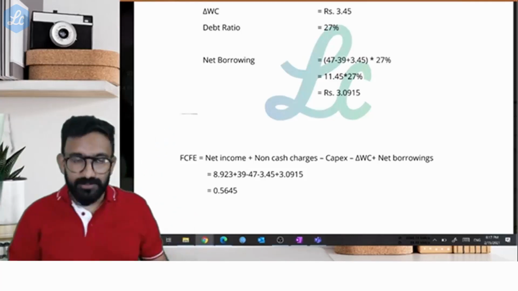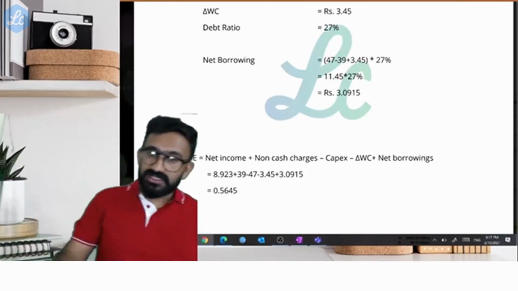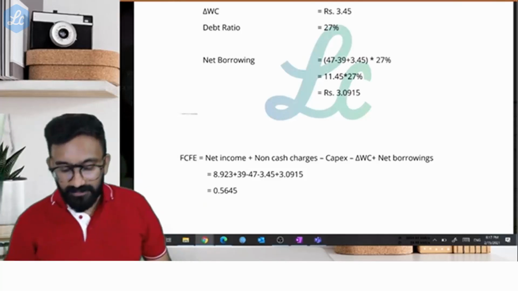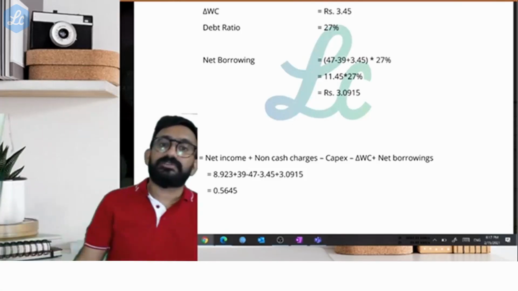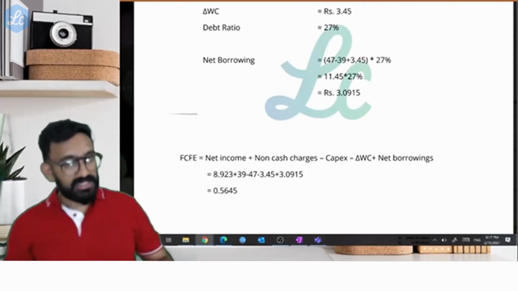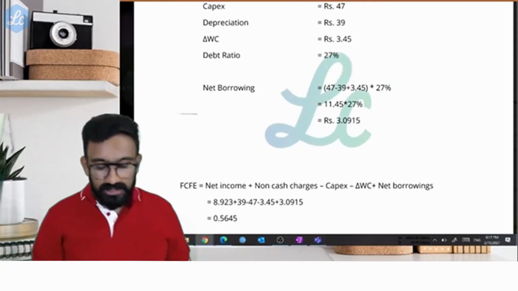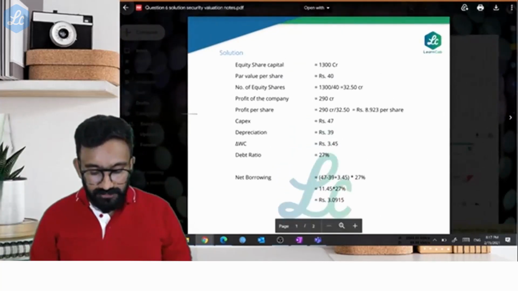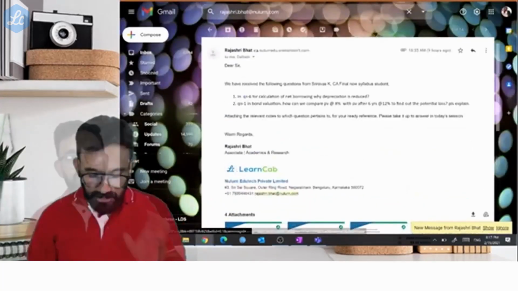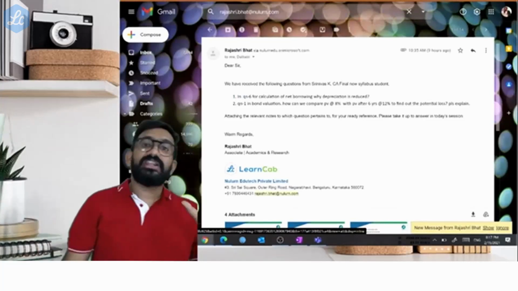This is the type of question Isaiah has done. Out of this 11.45, which is the net cash amount you require, 27% is funded through debt. That is how we have computed the net borrowings. That is why we are reducing depreciation from the additional cash that is required for the next year.